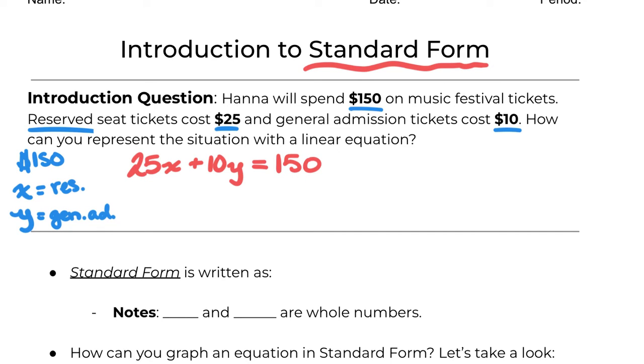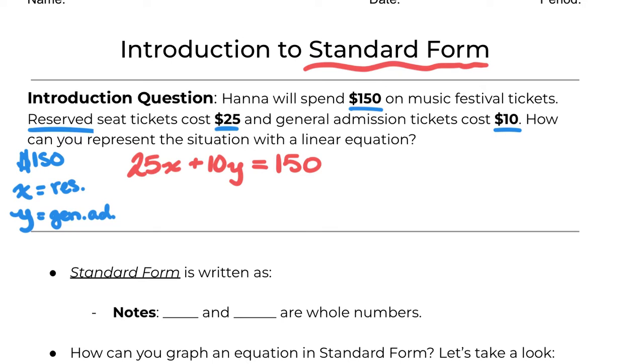The reason that's useful is, let's say Hannah wants to buy 3 reserved seat tickets. After she buys 3 reserved seat tickets, how many general admission tickets can she buy after that? All you would have to do is plug a 3 in for x and then solve for y, and that will tell you how many general admission tickets she can buy. So we could say 25 times 3 plus 10y equals 150. That gives us an equation to solve, and when we solve that, we'll know how many general admission tickets Hannah can buy.